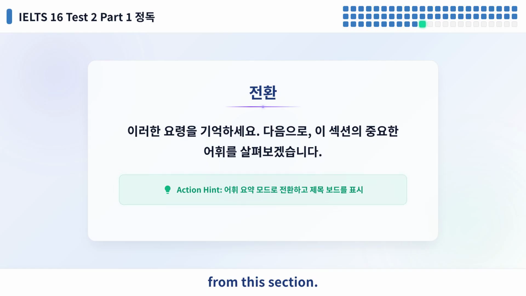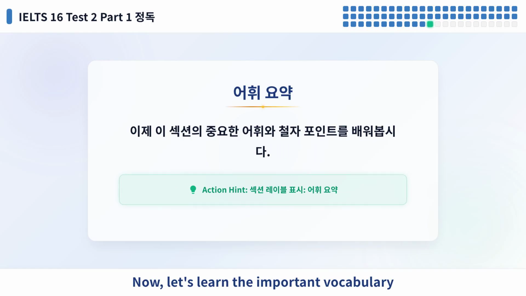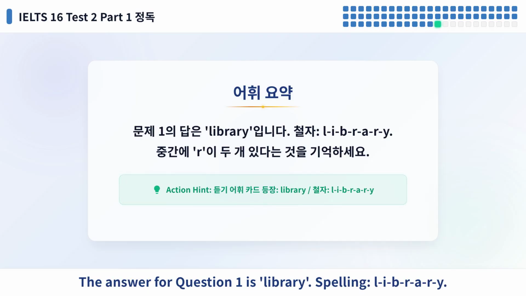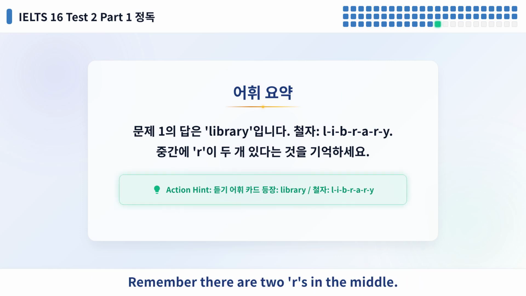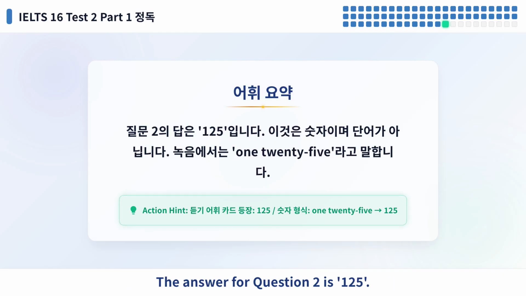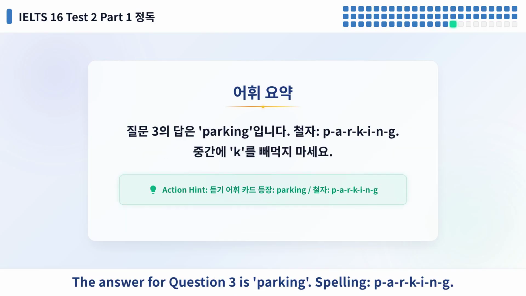Now, let's learn the important vocabulary and spelling points from this section. The answer for question 1 is library. Spelling, L-I-B-R-A-R-Y. Remember, there are 2 R's in the middle. The answer for question 2 is 125. This is a number, not a word. The answer for question 3 is parking. Spelling P-A-R-K-I-N-G. Don't forget the K in the middle.